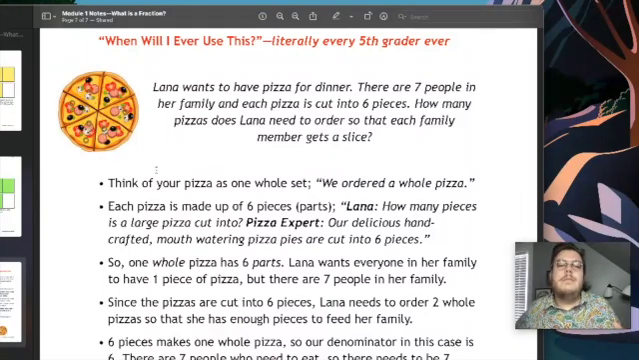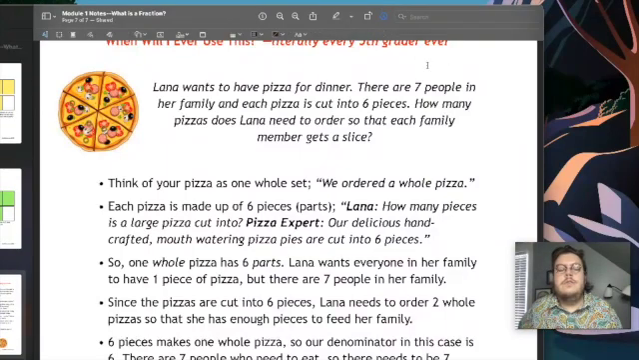So when we think about our pizza, we want to think of it as a whole set. Okay, and I'm going to draw a model along with this if you don't want to think of this as a pizza, because you can totally use a rectangular fraction model.